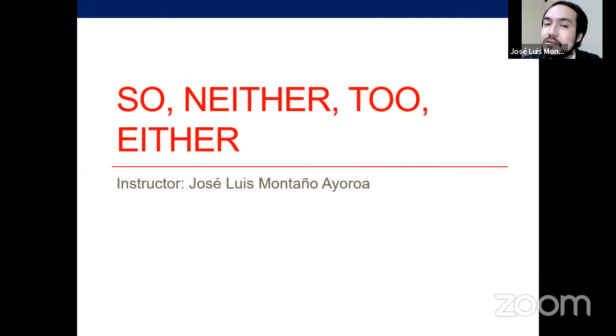If you want to use neither there, you have to use more information after neither. Or if not, you are confusing neither with either. Because in your example, if you don't say anything after neither, then you have to use either in that case, right? I don't want to go either. Either is the opposite of too, right? Too is affirmative and either is negative.